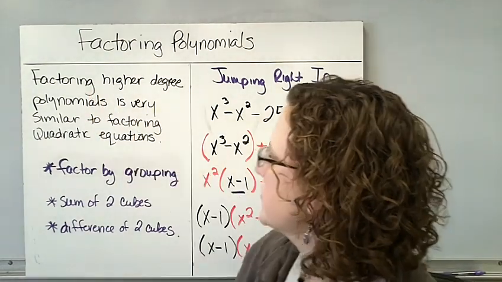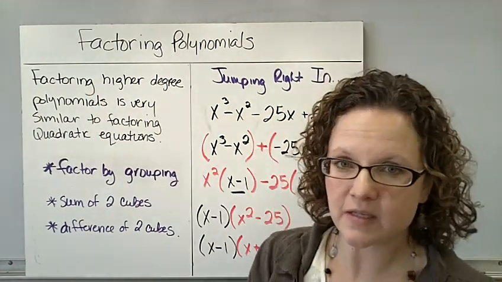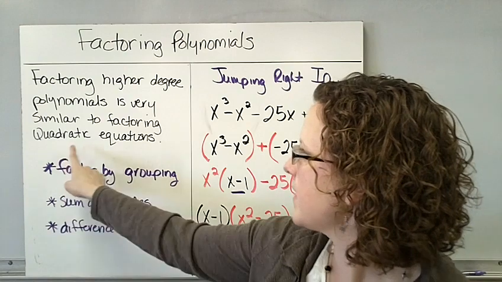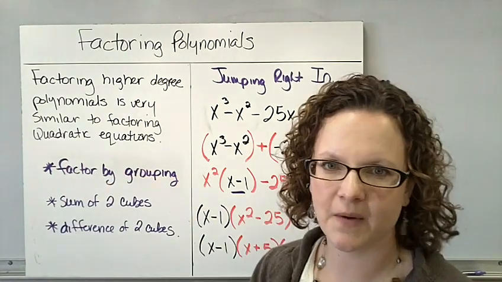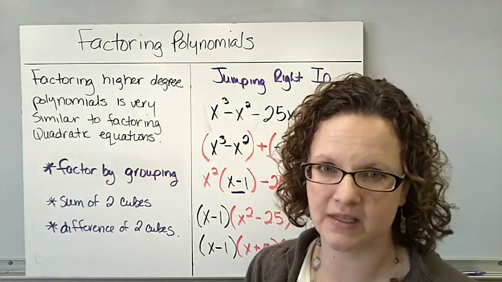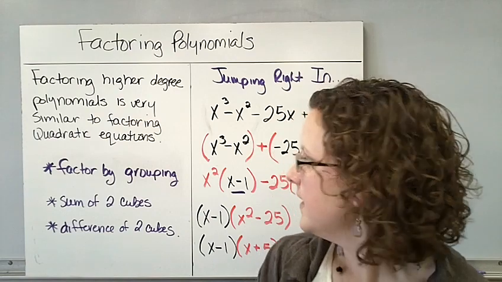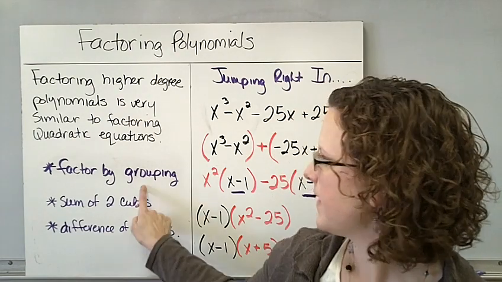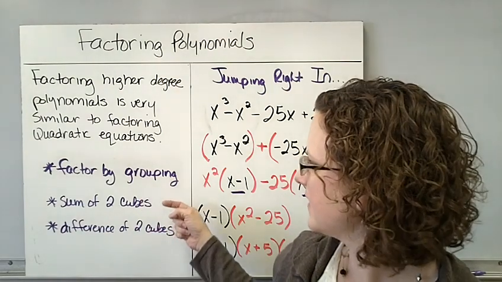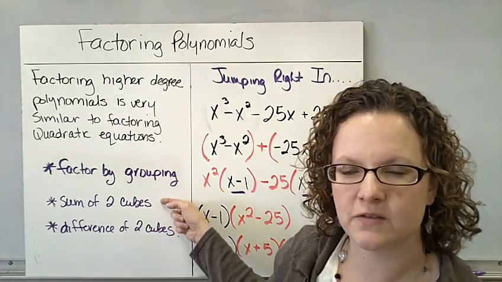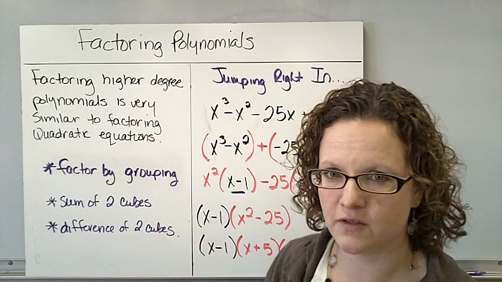So factoring higher degree polynomials is very similar to factoring quadratic equations, ax squared plus bx plus c. We would always factor those into two sets of binomials. There's three ways we're going to do it: factoring by grouping, and then two special methods, which are the sum of two cubes and the difference of two cubes.